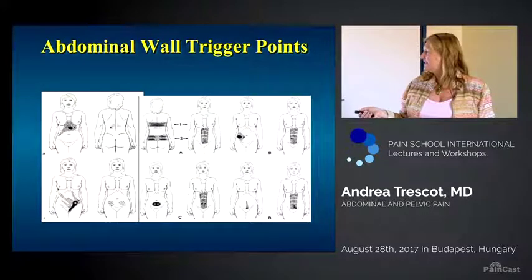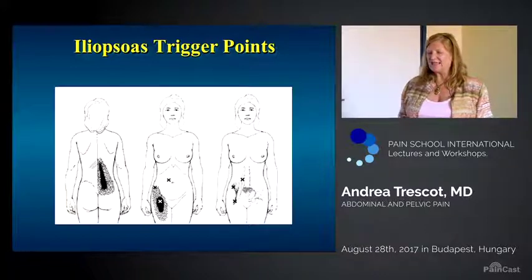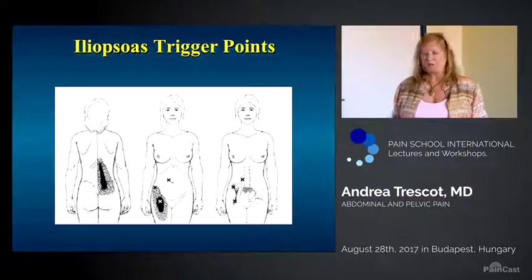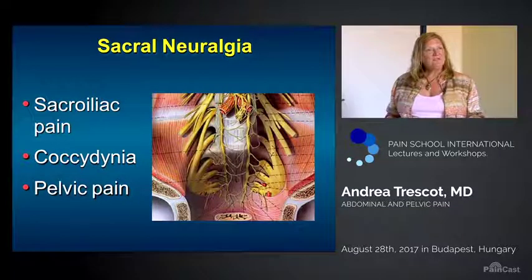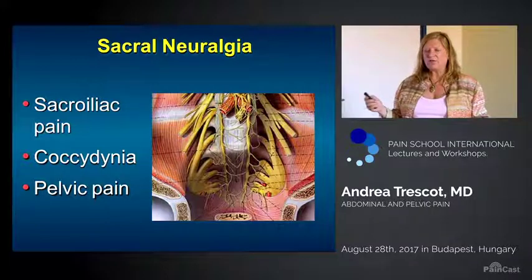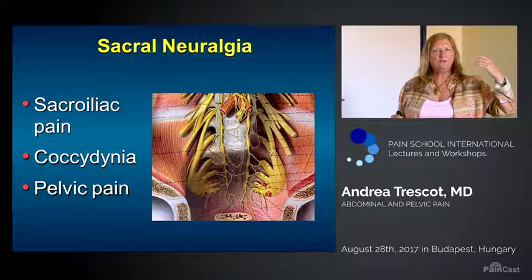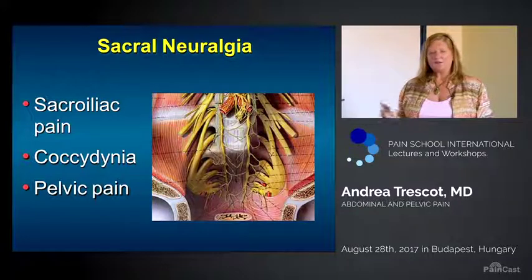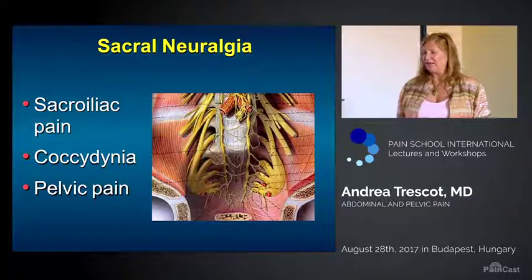And these are just some examples of some of the trigger points, and the iliopsoas is an example. And so abolishment of symptoms with local anesthetic strongly suggests abdominal wall origins of pain. Then we move a little bit further down into the sacral nerves. We've got the sacral neuralgia from the posterior branches being the medial cluneal or the lateral branches of the sacral nerves. So they can cause sacroiliac pain, coccygodynia, or a variety of pelvic pains.